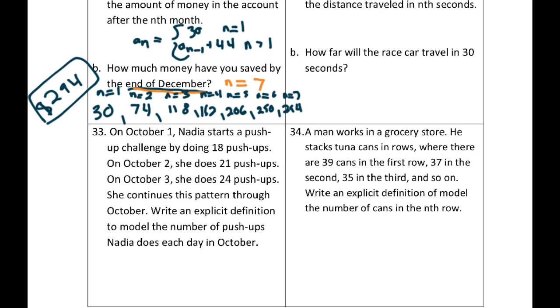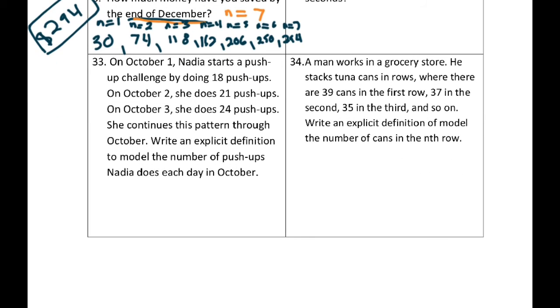All right, on October 1st, Nadia starts a push-up challenge by doing 18 push-ups. October 2nd, she does 21 push-ups. October 3rd, she does 24 push-ups. She continues this pattern through October. Write an explicit definition.